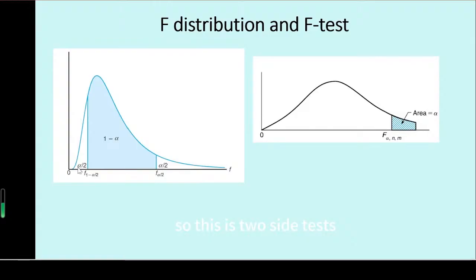So this is a two-sided test. If we get a critical value from a sample in either this white area or this white area, so if we get less than this critical value or larger than this one, then the test will be significant. And similarly, for the one-sided test, if we locate it in this area, we will say the test is significant.